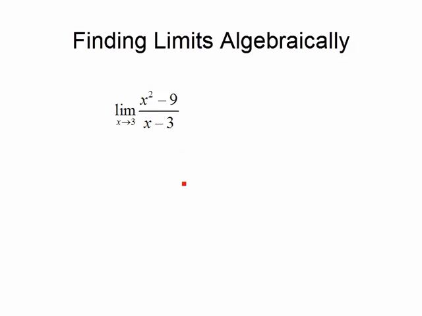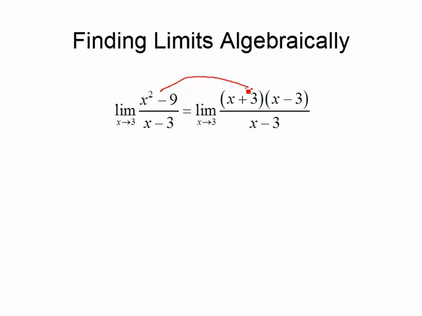0. When we get 0 over 0, that's usually a signal that we can do some algebra to reduce this fraction into something that we can take the limit of. In our case, x squared minus 9 is a difference of squares. It factors into x plus 3 times x minus 3. Now we can go ahead and cross out the x minus 3's, and we just need to do the limit as x approaches 3 of x plus 3.